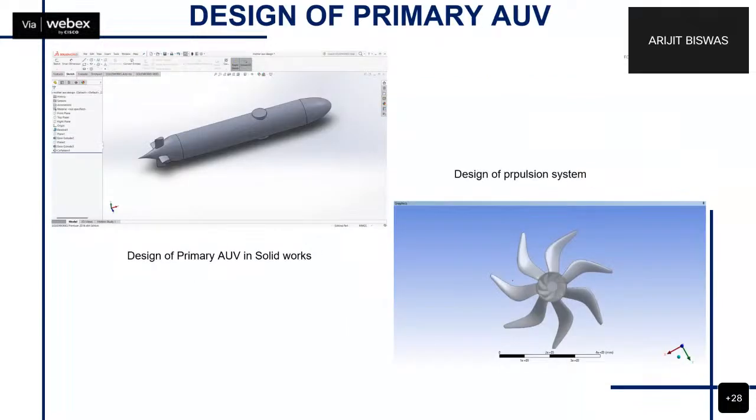Okay, so I have used SolidWorks software to design the primary AUV and also the propeller. The AUV has a torpedo design because of the very low drag. And the propeller design was also completed in SolidWorks. This is a German propeller, a Boss Vortex diffuser. I have selected this type of propeller for two reasons. One, it reduces the acoustic signature, and it can also increase the efficiency.